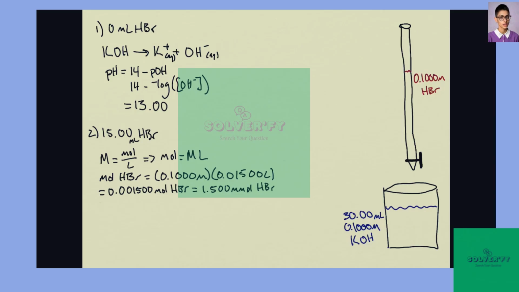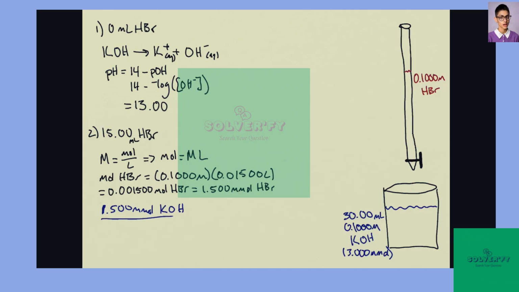If we do the same calculation with our initial amount of base, we have 3.0 millimoles of KOH. Since this is a strong acid, strong base titration, the acid and the base will react and neutralize each other fully. So 1.5 millimoles of HBr with 3 millimoles of KOH, we will be left with 1.5 millimoles of KOH.